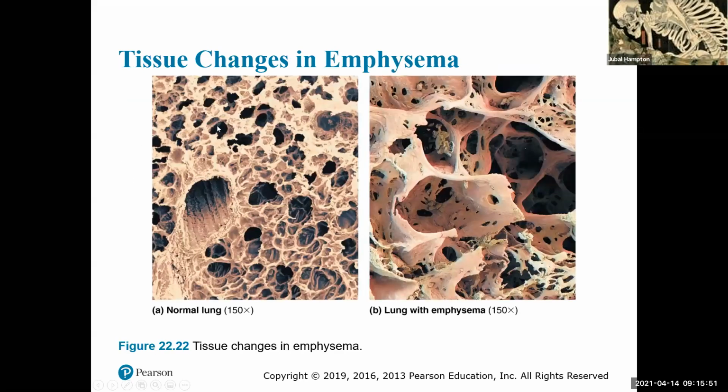So, see, here we have a normal section of the lung showing the alveoli intact, beautiful. Here we have really damaged lung tissue. We see a loss of the architecture of the alveoli into larger and larger chambers where gas exchange will not occur. And so this is why emphysema isn't really curable.